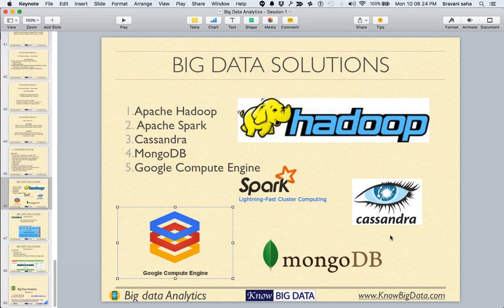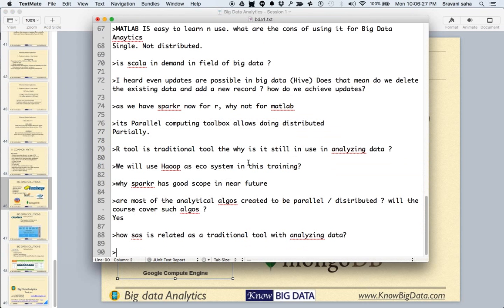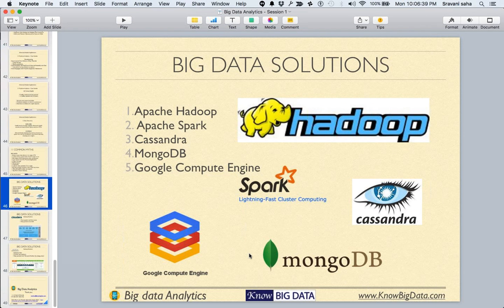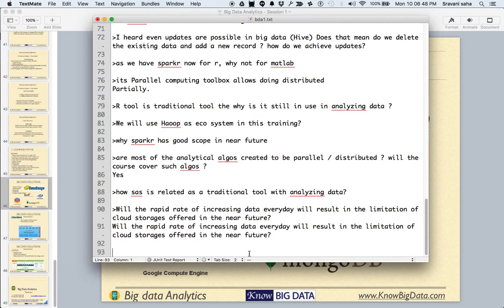Now Pranav's question is, will the rapid rate of increasing data every day result in a limitation of cloud storage offering in the near future? Not really. Because no matter what, if you are gathering data, you will be transmitting that data over the network, and that will happen continuously. Even if you yourself are gathering data, your data is coming from somewhere over the network. The difference between coming to you or coming to cloud storage will be the same thing.